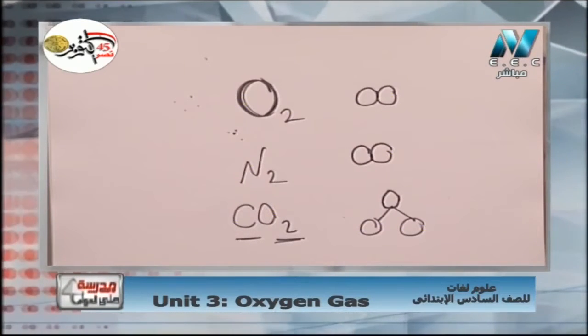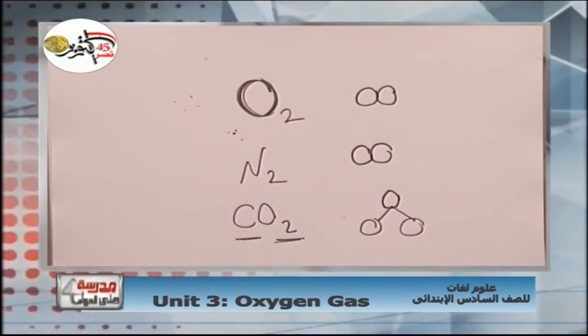Oxygen consists of 2 atoms of oxygen and so it has the symbol O2. عشان كده بديله دايما رمز O2. So now oxygen ratio نسبة الأكسجين اتفقنا إن هي 21%.